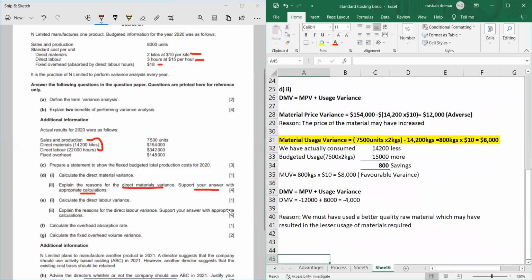So we got our 4 marks. Then moving on to part E, direct labor variance.